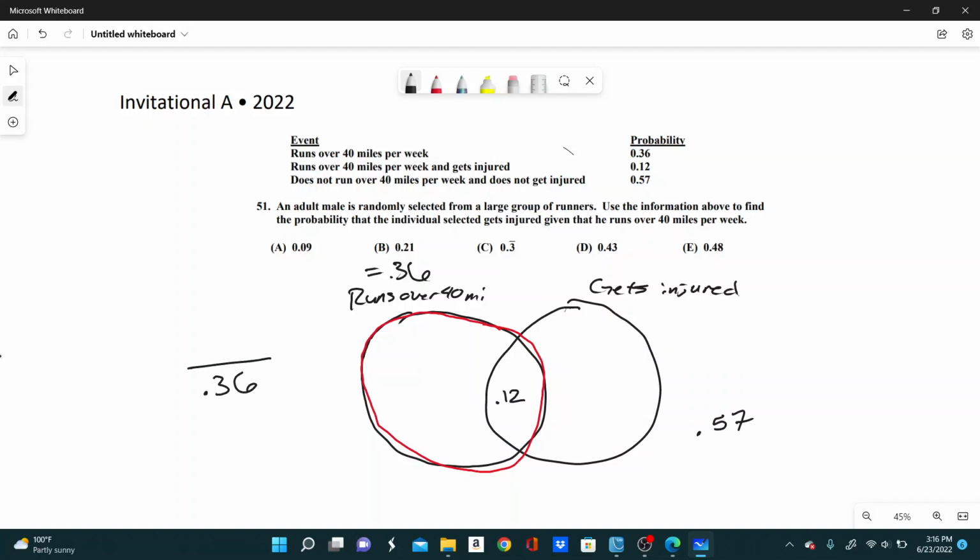And then out of that, the amount of people that get injured, well, that's just the intersection between runs over 40 miles and gets injured. So that's just the 0.12. These are the only people that get injured, because if there were people in this region that got injured, they would just be over here in the middle. So the probability that you get injured, given that you run over 40 miles per week, that'll just be 0.12 over 0.36, which is the same thing as 1/3, which is the same thing as 0.3 repeating, and that's answer choice C.